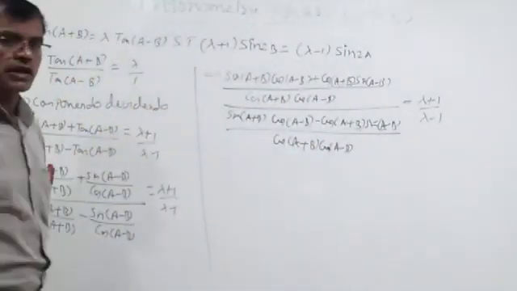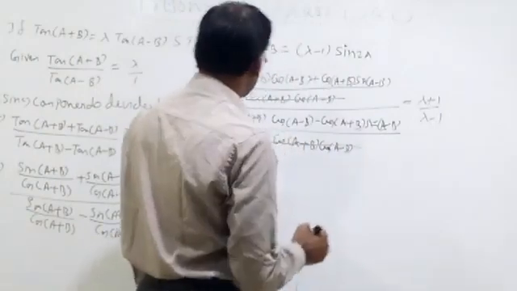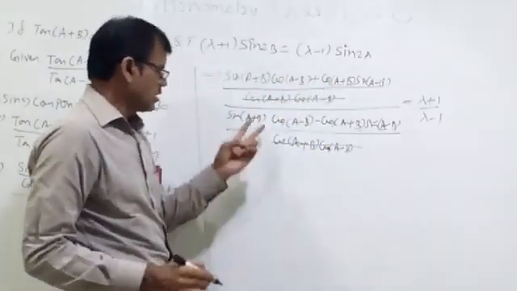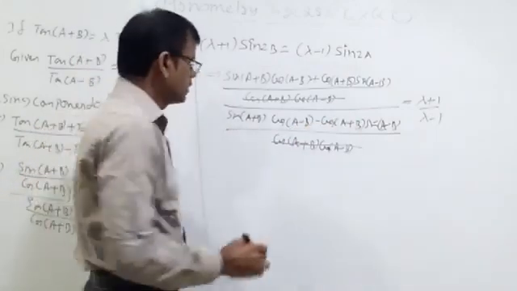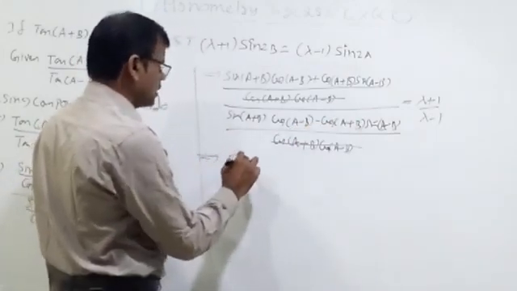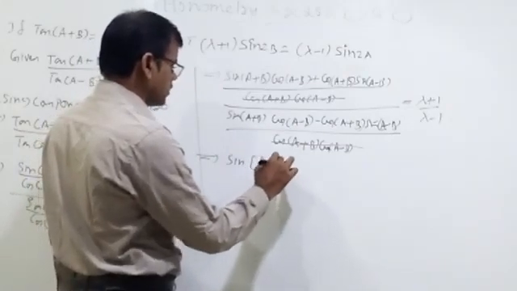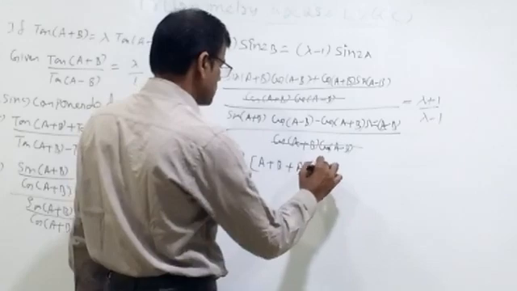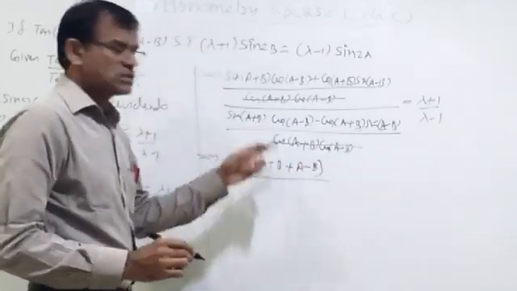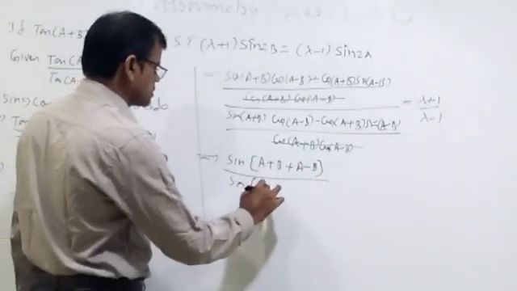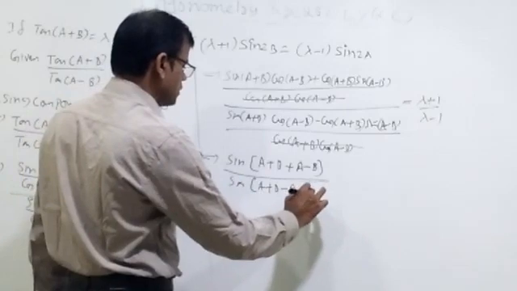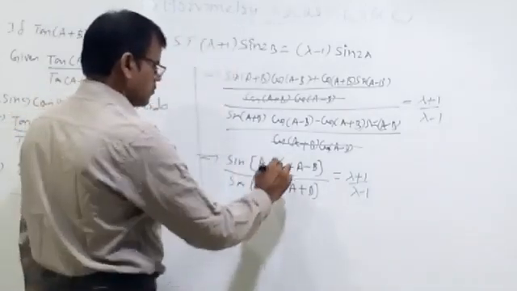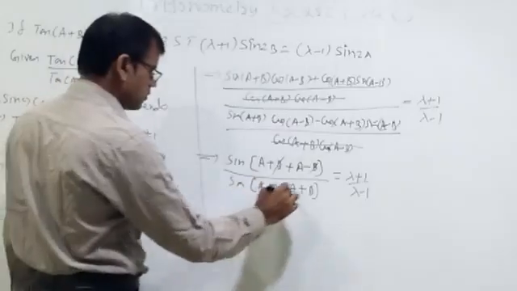Here the denominator terms get cancelled, cos of (a plus b) into cos of (a minus b). You can understand the sin a cos b plus cos a sin b concept in the numerator and sin a cos b minus cos a sin b concept in the denominator. That implies sin a cos b plus cos a sin b formula, sin of (a plus b). So write sin of ((a plus b) plus (a minus b)) whole by the denominator formula sin a cos b minus cos a sin b, so sin of ((a plus b) minus (a minus b)), that is equal to (lambda plus 1) by (lambda minus 1). In the numerator, b and minus b get cancelled. In the denominator, a and minus a get cancelled.